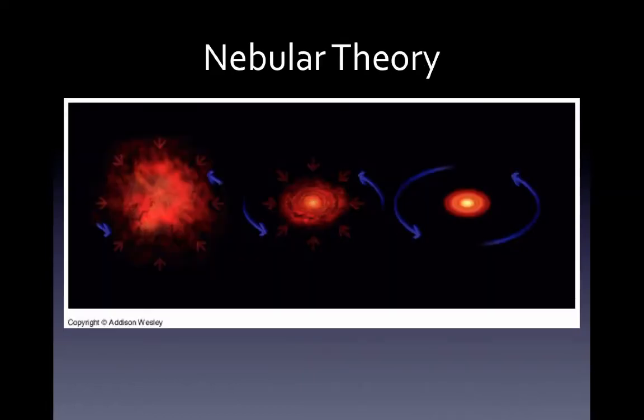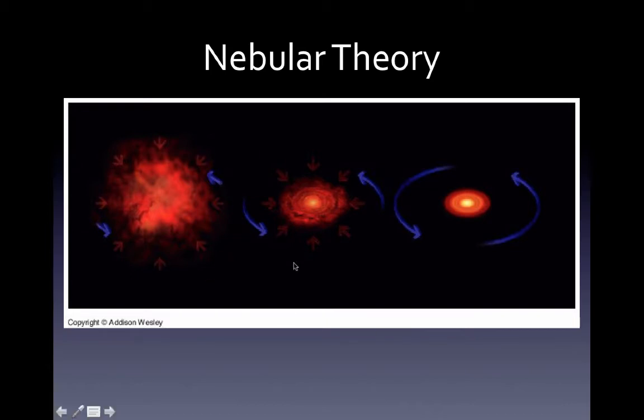Next up, we've got the nebular theory. Scientists believe the nebular theory is how our solar system originated. So according to the nebular theory, there was a bunch of gas and dust, and it started rotating, and as it started rotating, you can see here it's condensing in the center, and that's where they hypothesized that the sun formed.